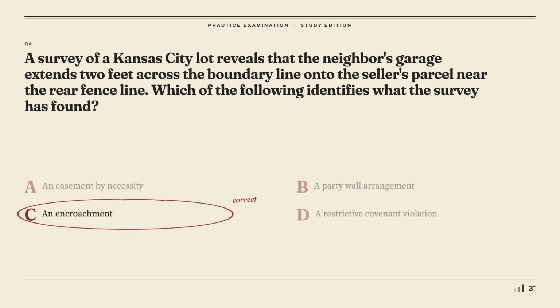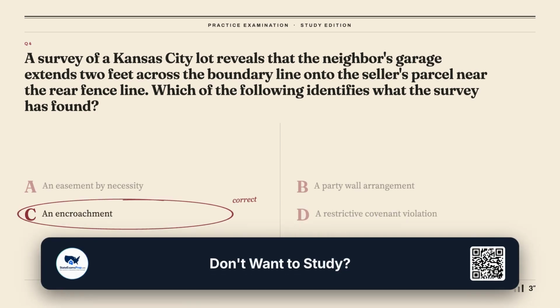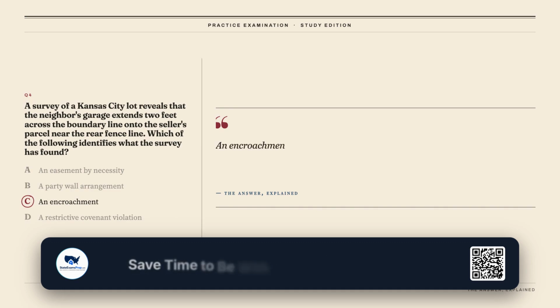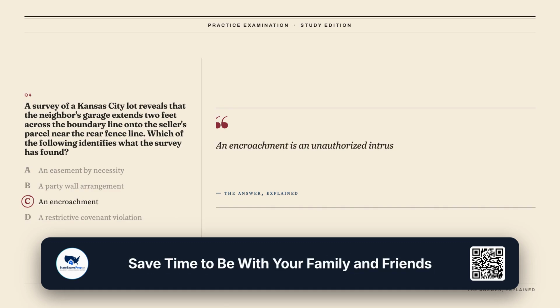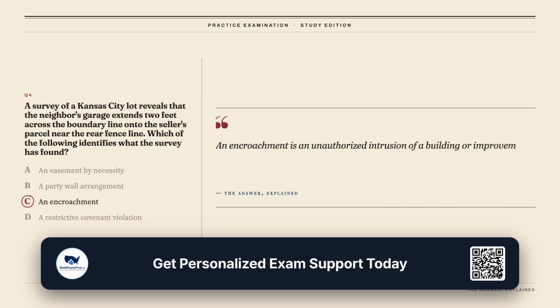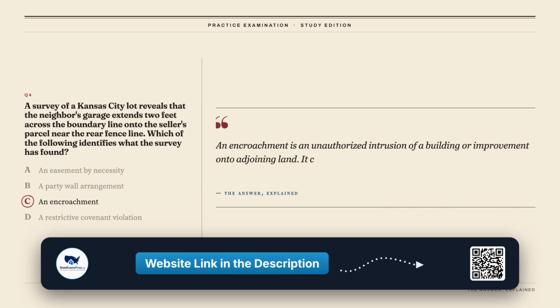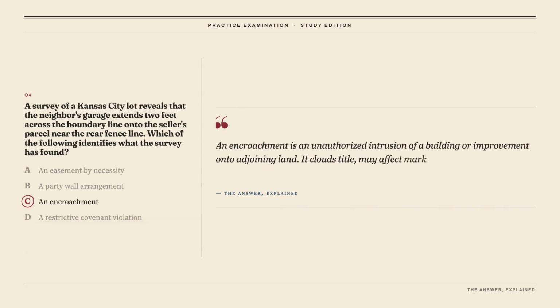The correct answer is C. An encroachment. C is correct because an encroachment is an unauthorized intrusion of a building or improvement onto adjoining land. It clouds title, may affect marketability, and is typically discovered through a survey rather than a title search.